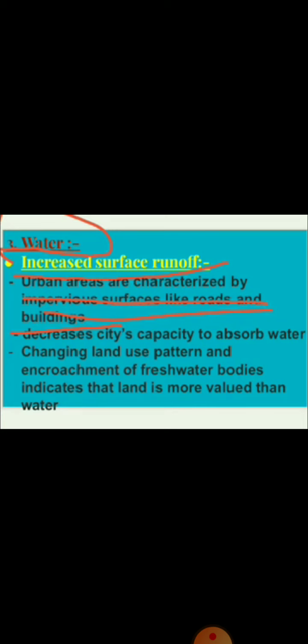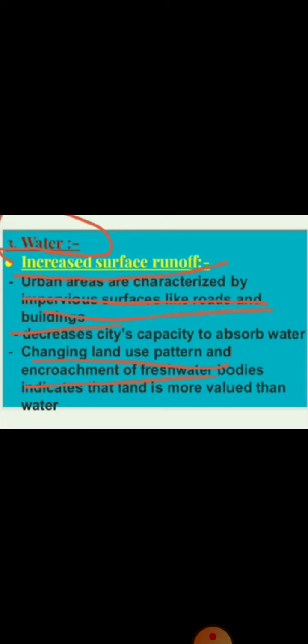The changing land use pattern and encroachment of freshwater bodies in our urban areas is leading to the problem of urban flooding, as we have not left any place to percolate the water in the ground because of changing land use pattern and encroachment of freshwater bodies.